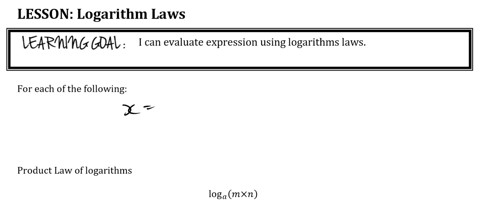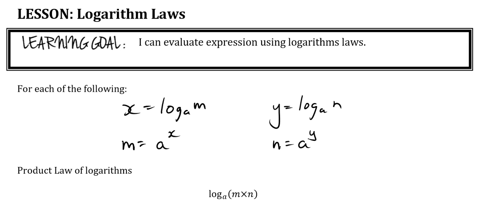We're defining x to be the log base a of m. Okay, so that's our statement. And we're defining y to be log base a of n. And it's useful to rearrange each of these and rewrite them in exponential notation, right? So that means that m equals a to the x, and n equals a to the y. So the base stays the same. And that's how you rewrite them.